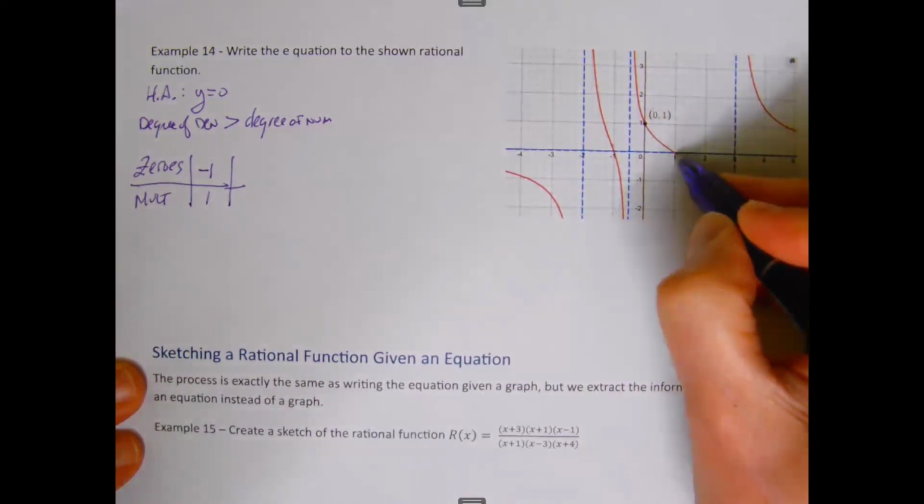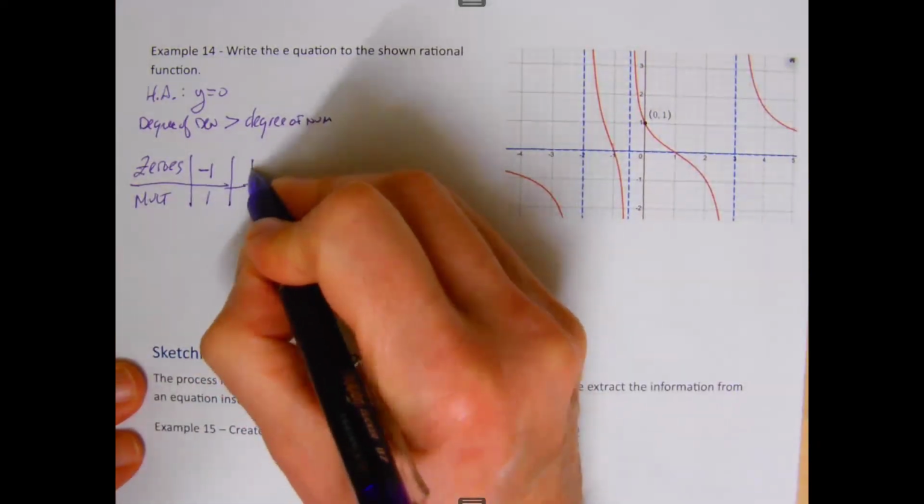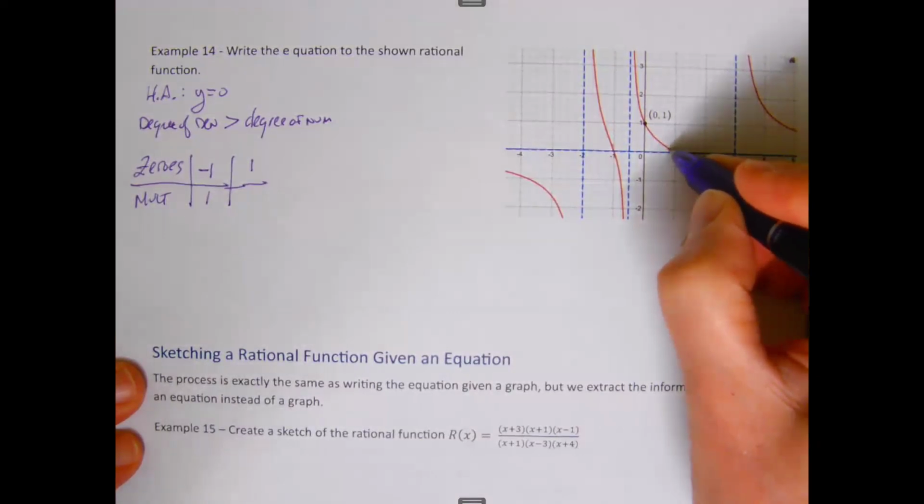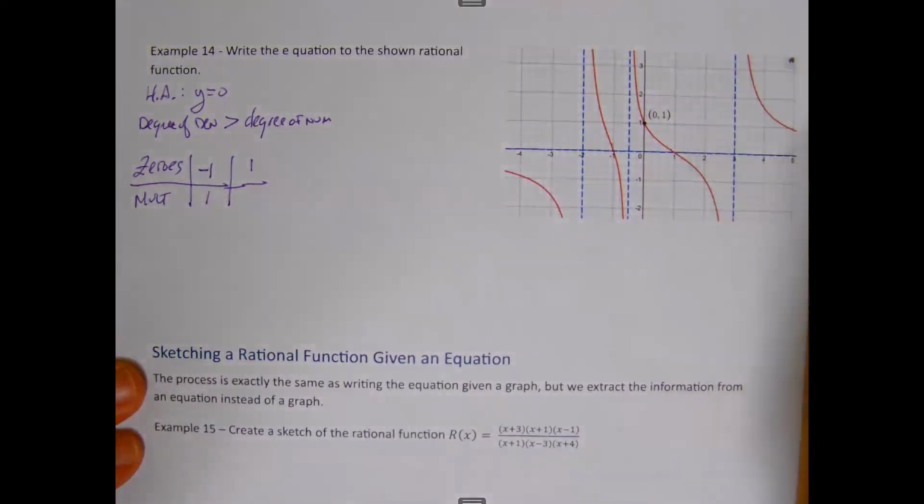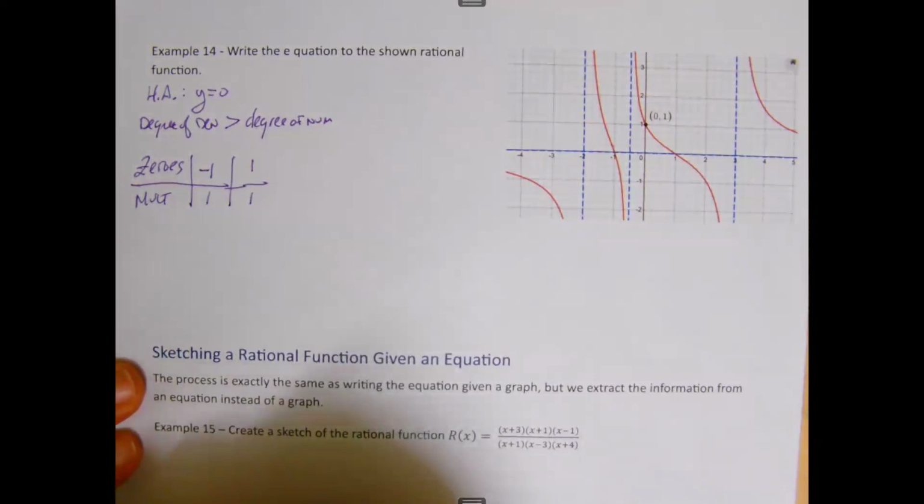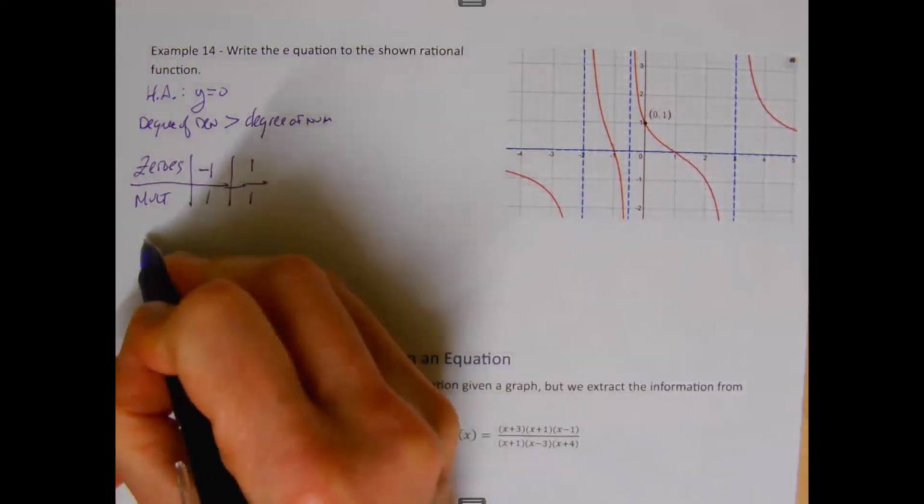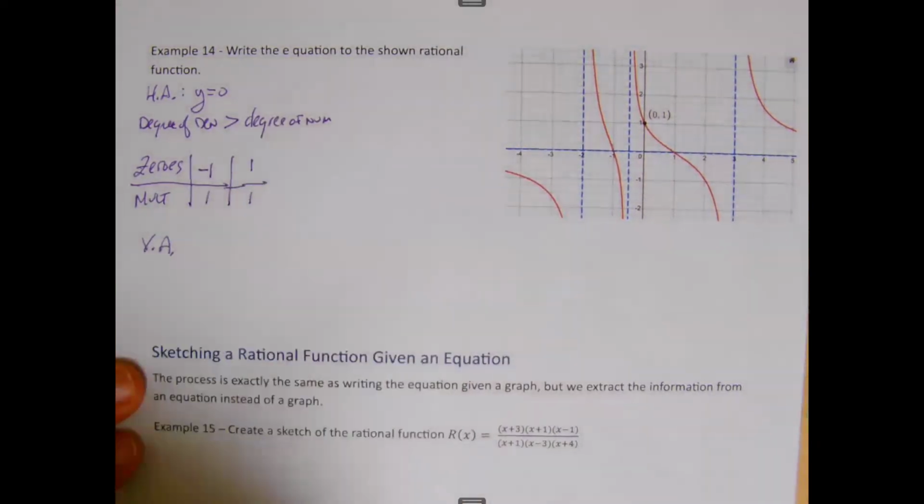Then I have another zero here at 1. And again, when I focus in on this, it looks like it's going right through, so it's also going to be multiplicity 1. And I do not see any more zeros. Great. So now I'm going to go for the vertical asymptotes.